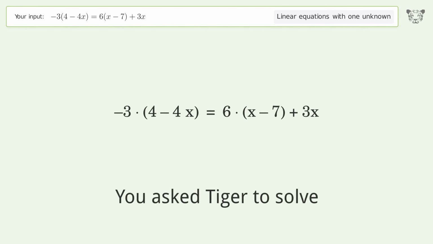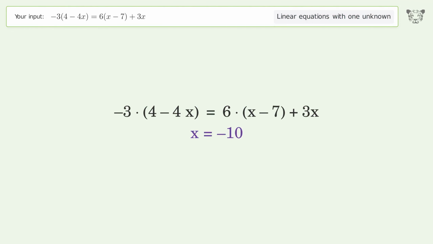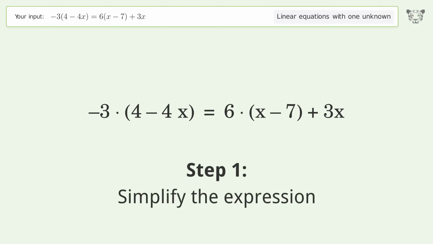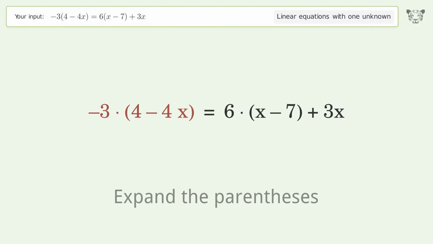You ask Tiger to solve this. This deals with linear equations with one unknown. The final result is x equals -10. Let's solve it step by step. Simplify the expression. Expand the parentheses.